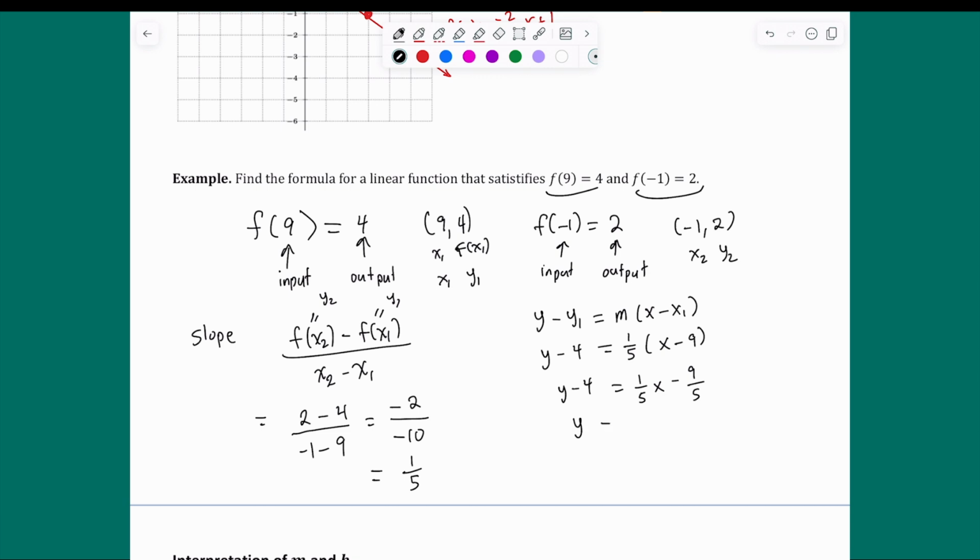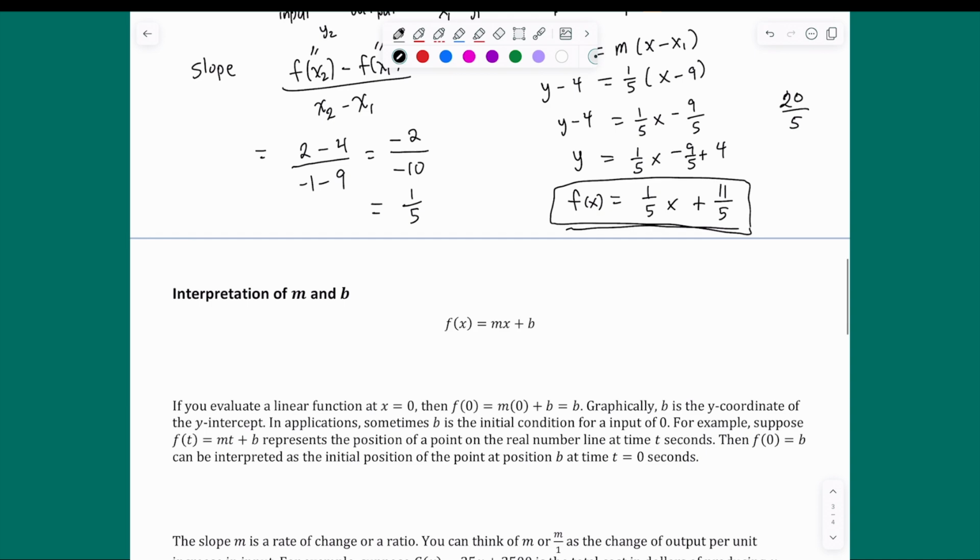I'm going to go ahead and add 4 on both sides. And of course, we need to find a common denominator. Well, 4 is the same thing as 20 over 5. So then we add to get y equals 1/5 x plus 11/5. And of course, we're using function notation here. We probably don't want to call this y anymore. Well, we could rewrite that as f of x. And let's go ahead and box that there. That's our linear function there.